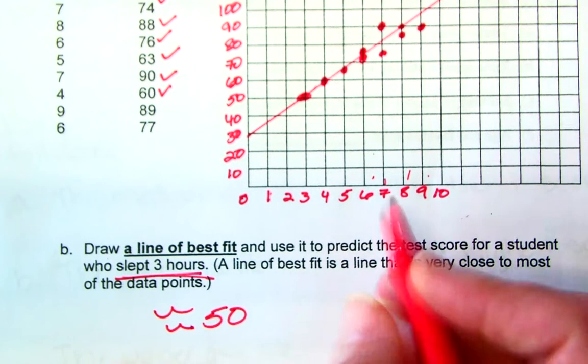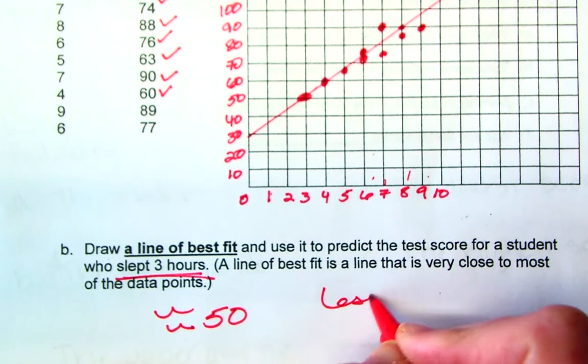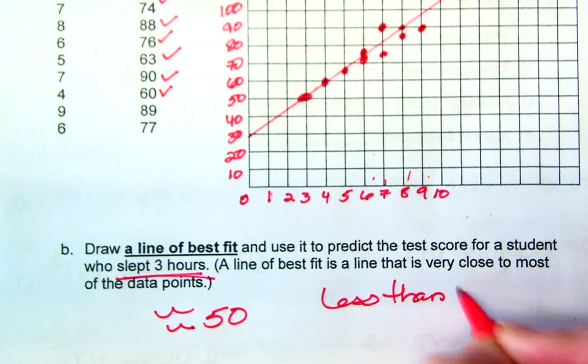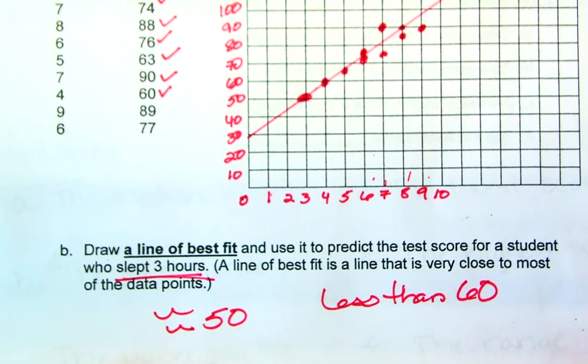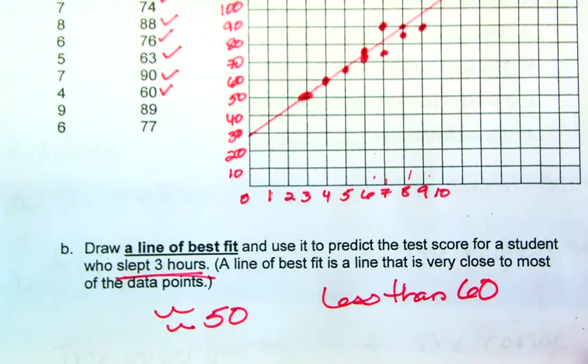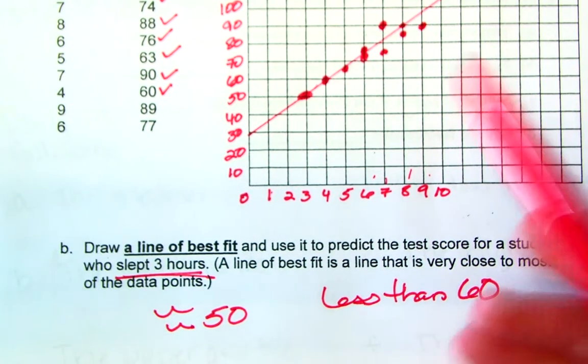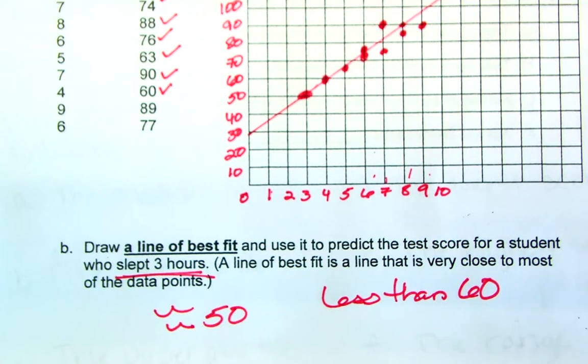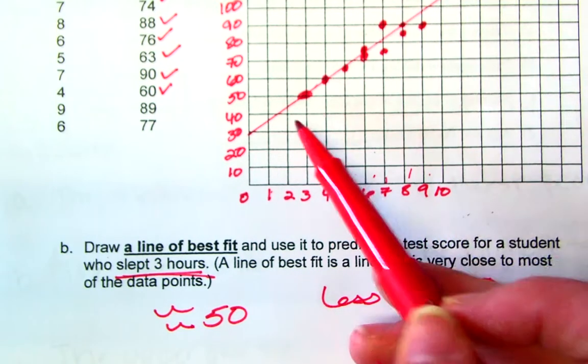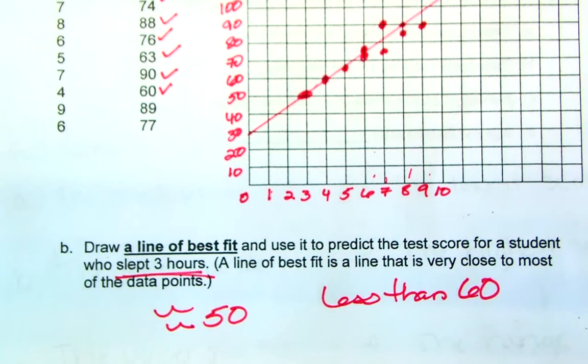Okay. If you put less than 60, that's a reasonable answer. But if you told me they're going to score 100, that's not reasonable based off of my previous data. Obviously, there are exceptions, but based off of this data that we already have, a prediction would be that they would score around a 50.